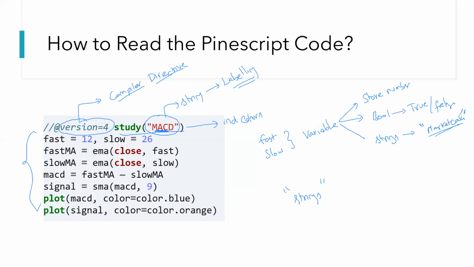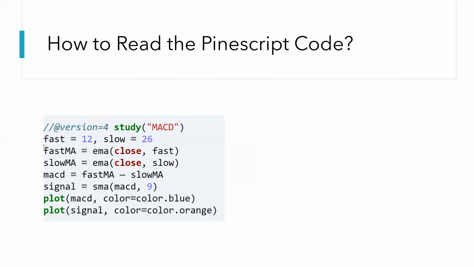Now, followed by that, they are also having a fast MA and slow MA. This is also a variable. But remember, this variable is something different. What is different here is that this variable is used to store numbers. Inside the fast or slow, this is a variable, but we are storing numbers here.